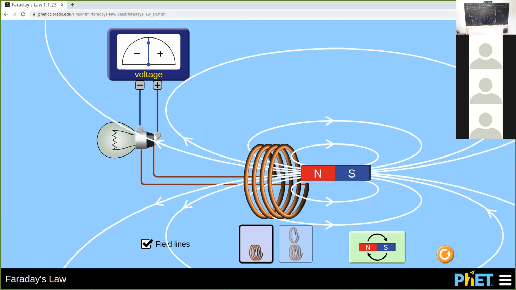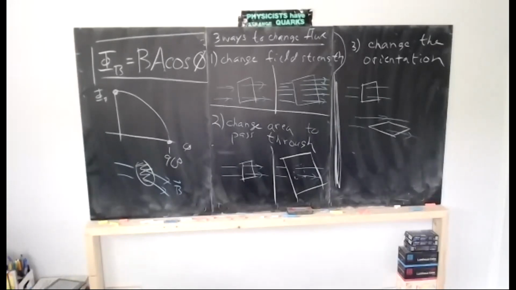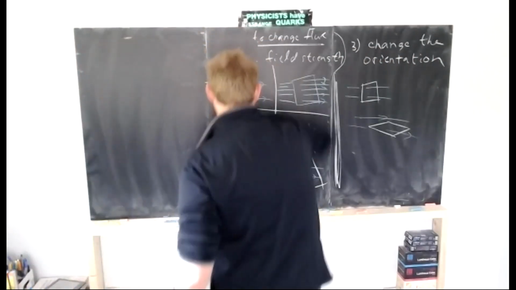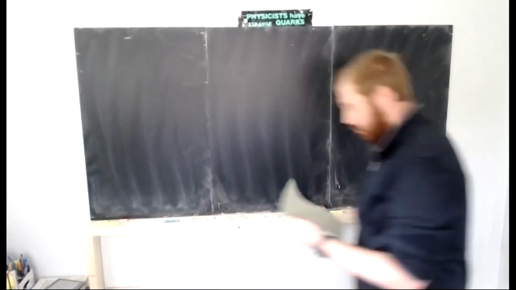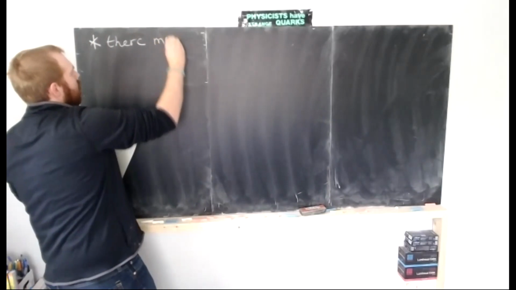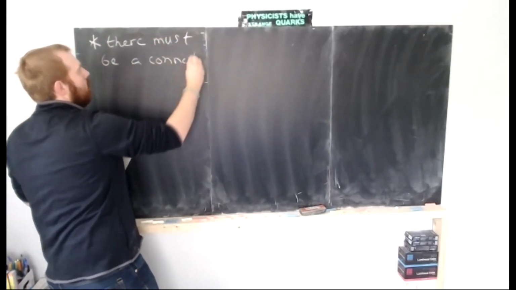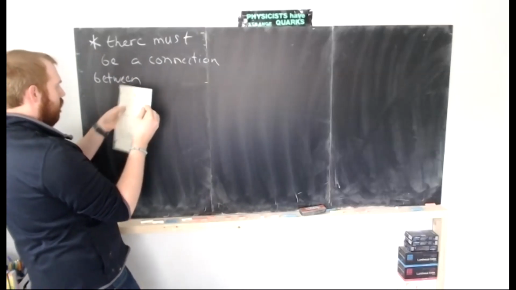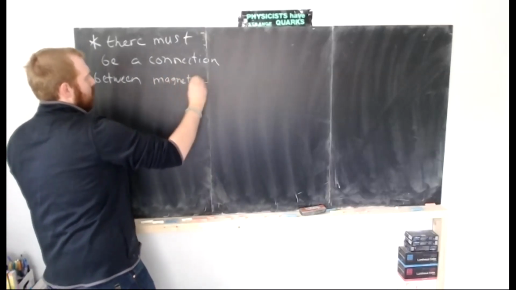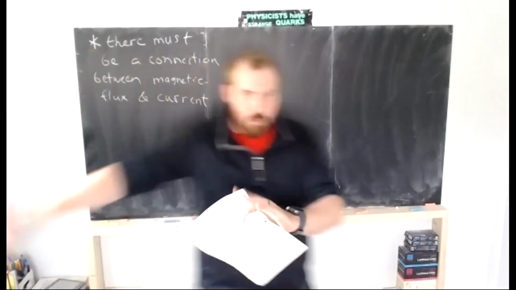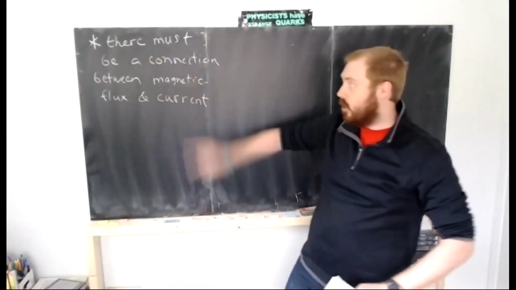All right. Let's come back to the board. All right, so critical idea. There must be a connection between, let's see where are my notes, between magnetic flux and current. Move the solenoid around, a current flows, the light bulb turns on. So there must be some connection.